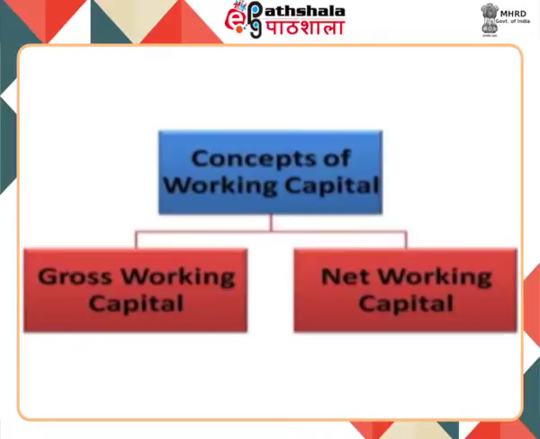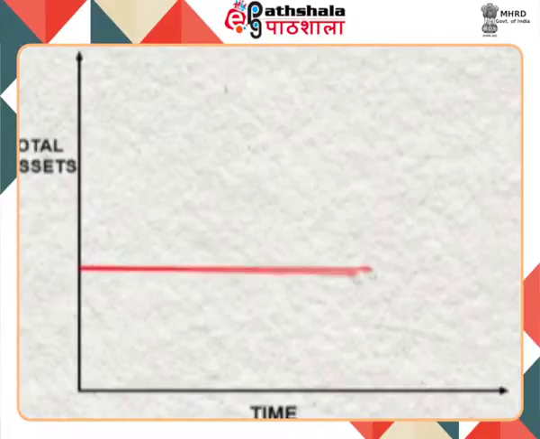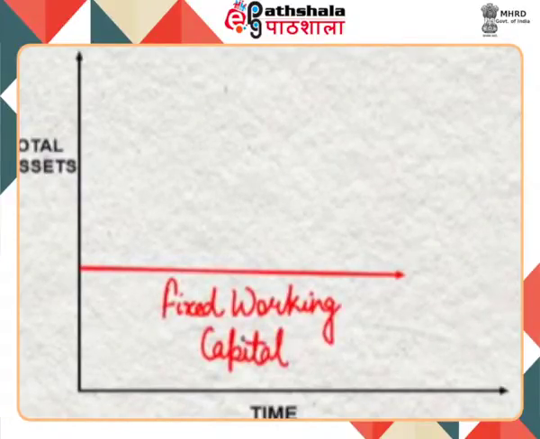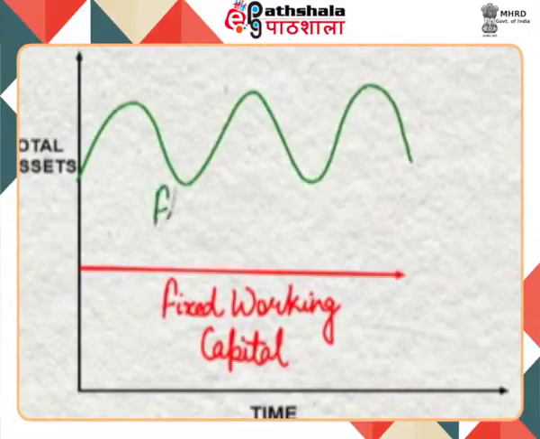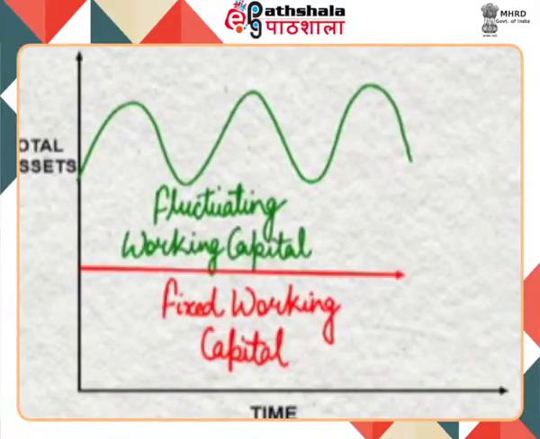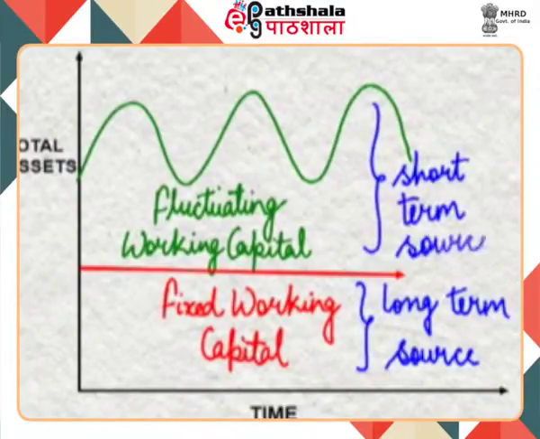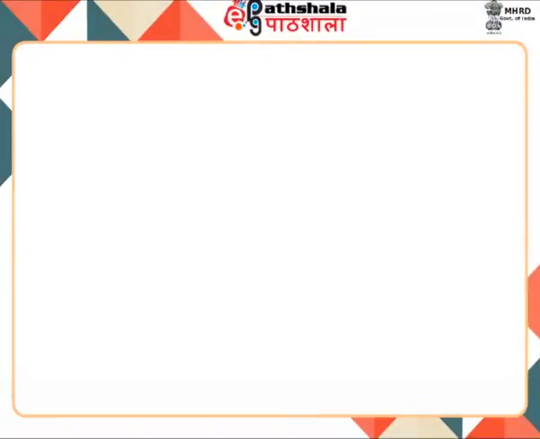There are two types of working capital required by a company. One is the permanent working capital, which is the minimum amount required to hold current assets on a continuous basis. The second is fluctuating working capital, which keeps increasing or decreasing depending upon the level of activity of business. Permanent working capital is generally financed through long-term sources of finance, and fluctuating working capital is financed through short-term sources.